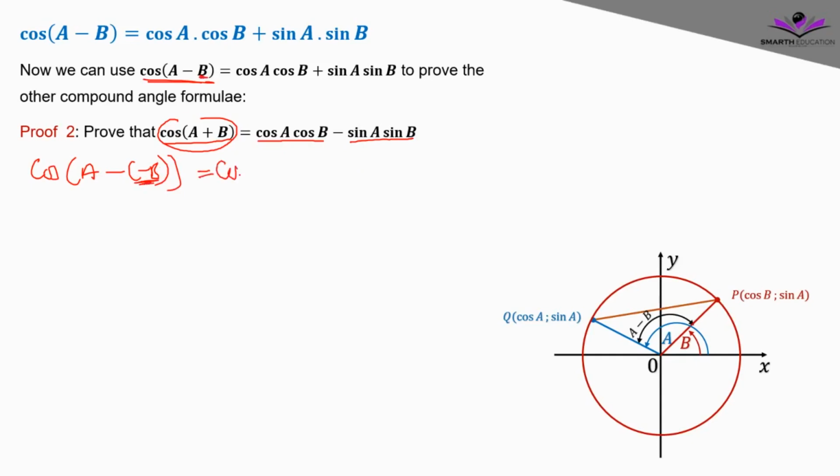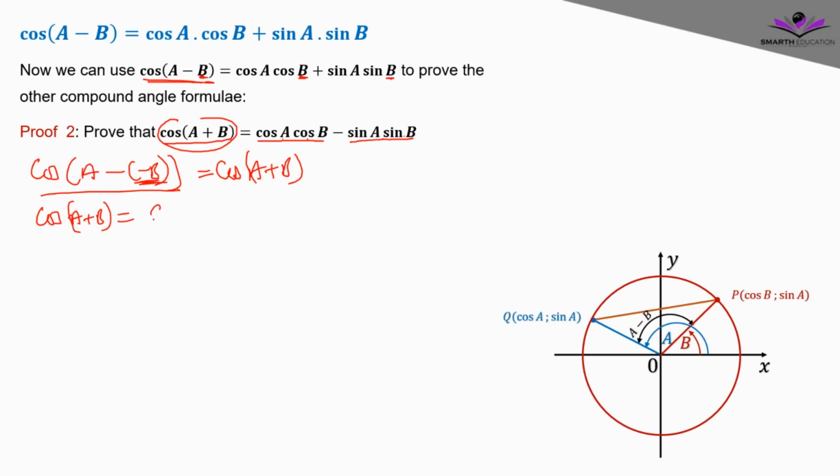This is equal to cos(A + B). Okay, so to prove that cos(A + B) is equal to cos A cos B minus sin A sin B, we can use this because these two things are equal. So it means cos(A + B). Okay, so what we're going to do, where there's B, we're going to put negative B. Where there's B here, we're going to put negative B.